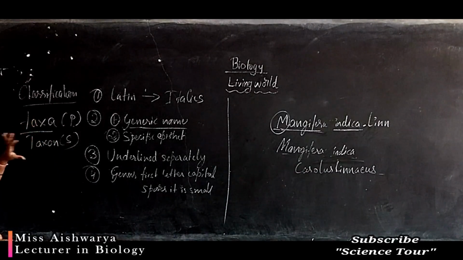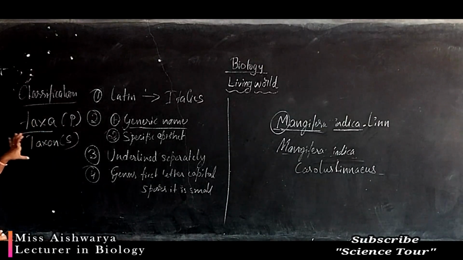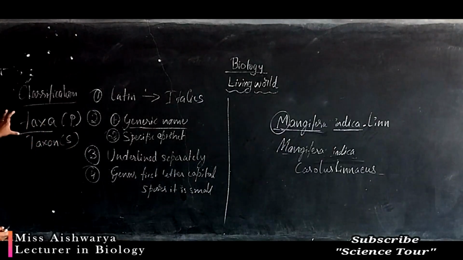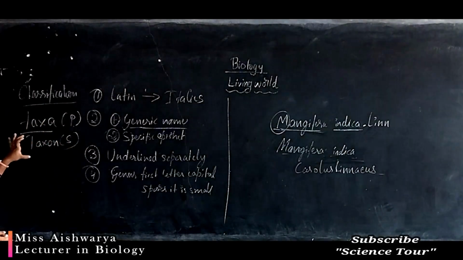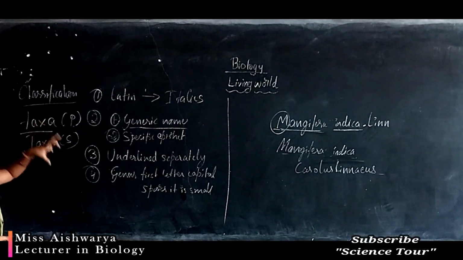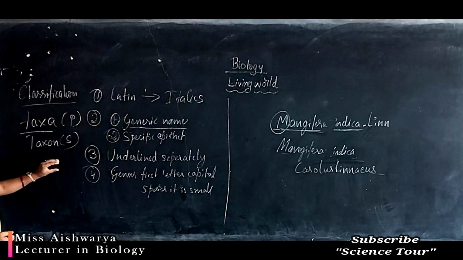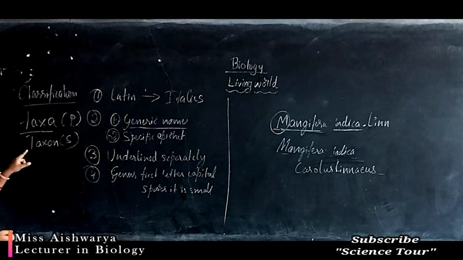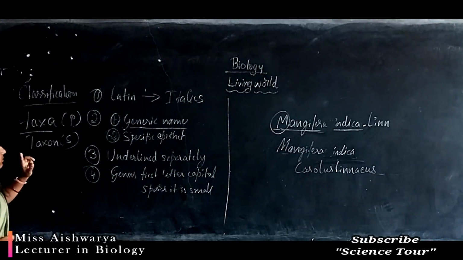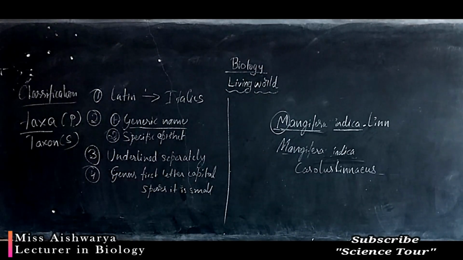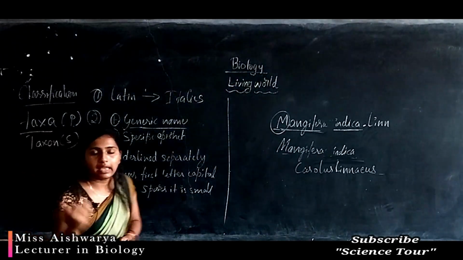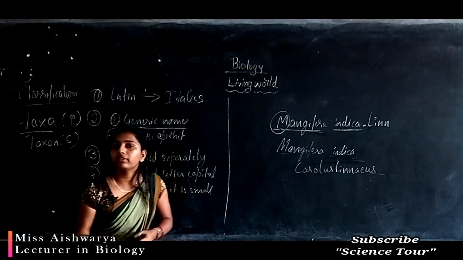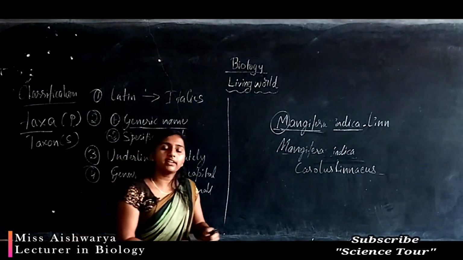These two are the same. If a group of many categories is there, then we'll call it taxa. If it is a single category under the classification, it is represented as taxon. Very important.